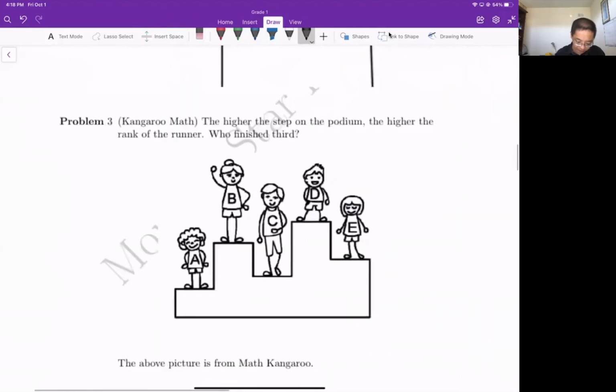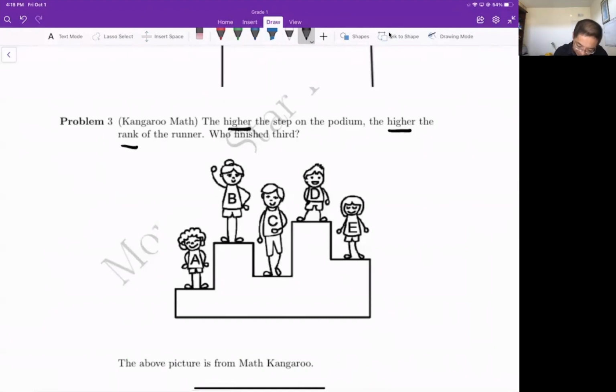Question number 3. This is a Kangaroo math question. Here we have 5 people participating in a competition, and this is how they show on the podium. If you look at the games in the Olympics, we know that when people go to claim their award in the ceremony, they go to the podium. The higher you are on the podium, the higher your rank. So here are the runners. Let's see which one finished 3rd, because the higher the step, the higher the rank.